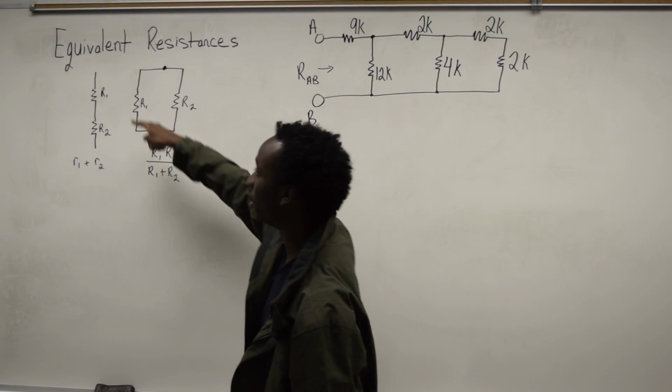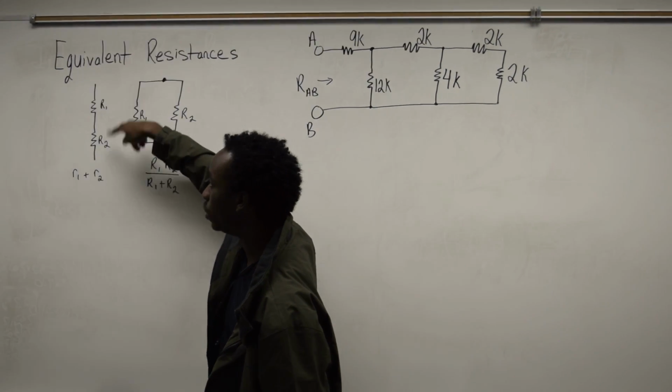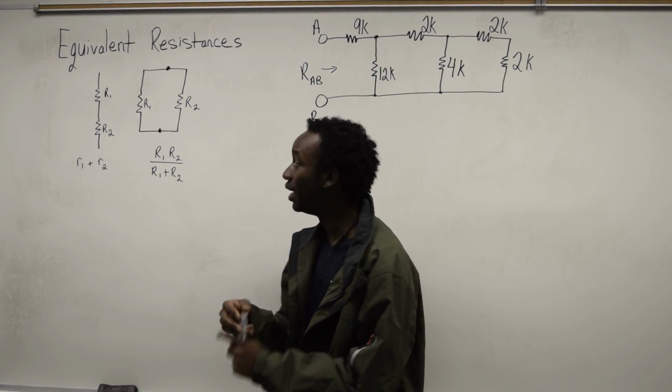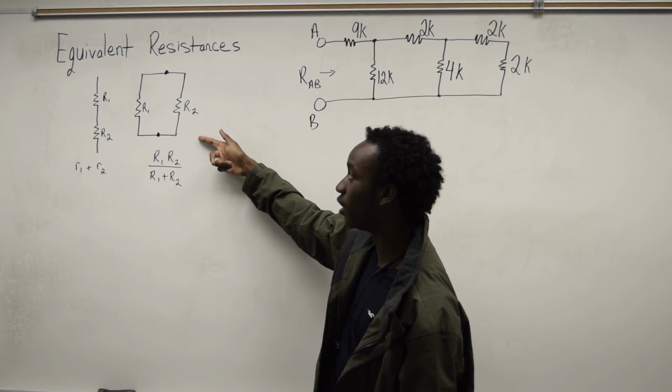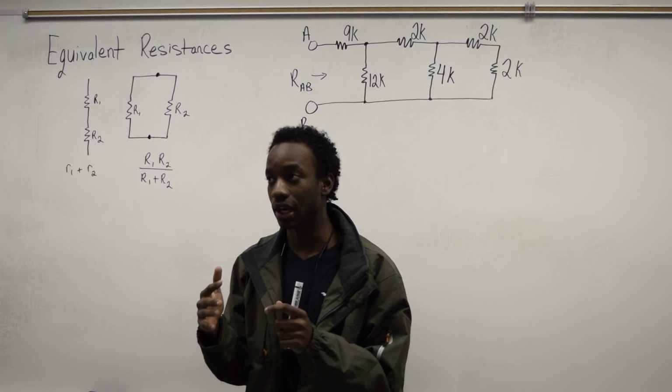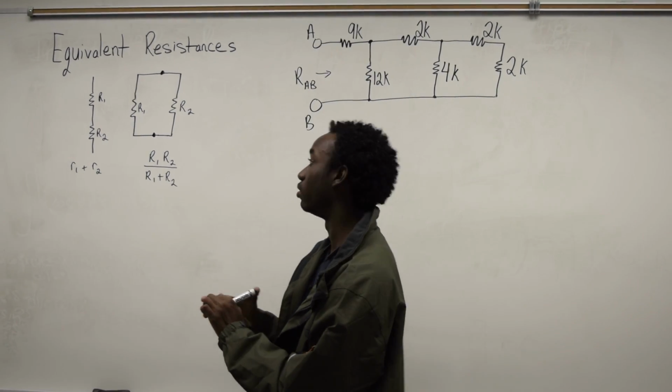You have resistors that are in series, where they only share one node, so they look like this. There is no connection in between those two. And then you have resistors in parallel, where they share two nodes. And we will do two problems, so you'll get more in-depth knowledge about them.